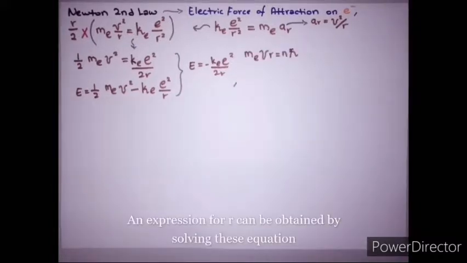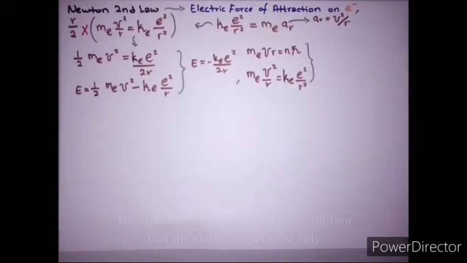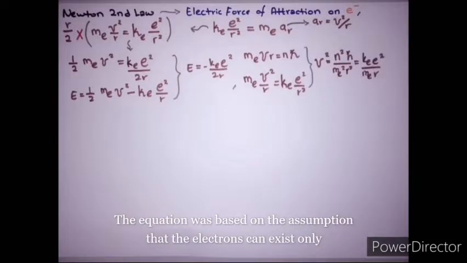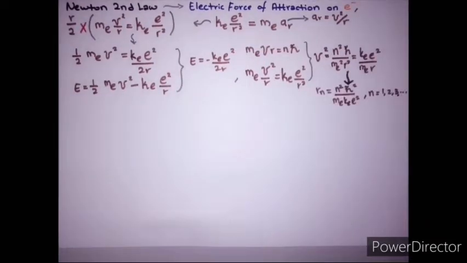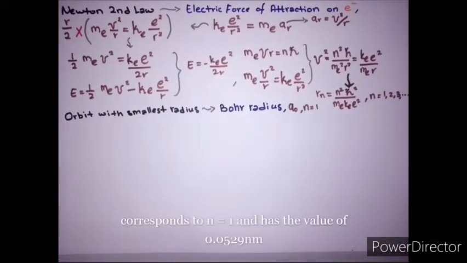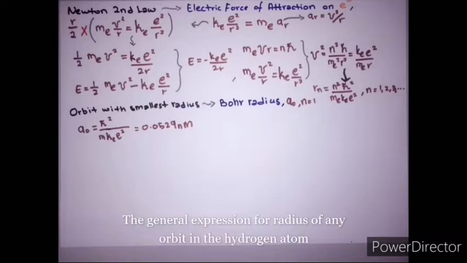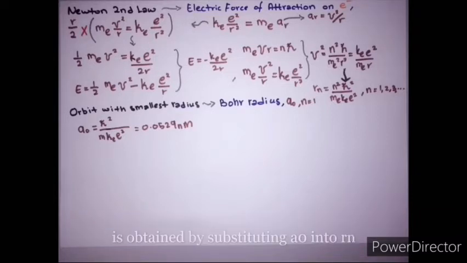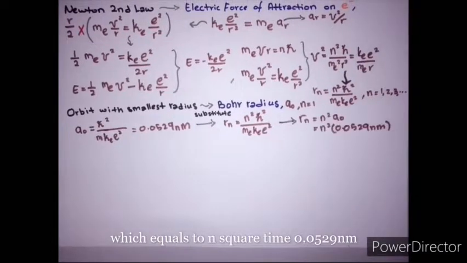An expression for r can be obtained by solving this equation and equating the results. This equation is based on the assumption that the electrons can exist only in certain allowed orbits determined by the integer n. Then, the orbit with the smallest radius, called the Bohr radius, a0, corresponds to n equals 1 and has the value of 0.0529 nanometer. The general expression for the radius of any orbit in the hydrogen atom is obtained by substituting a0 into rn, which equals n squared times 0.0529 nanometer.